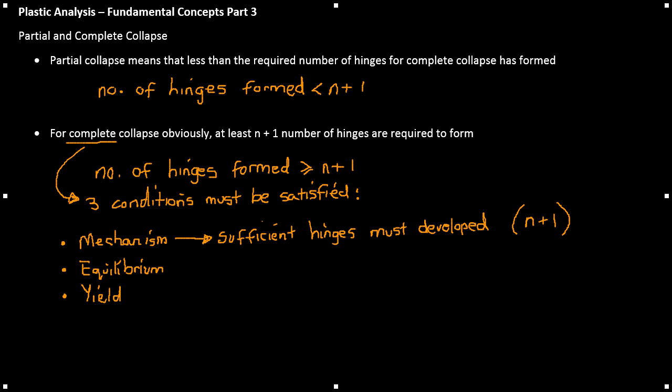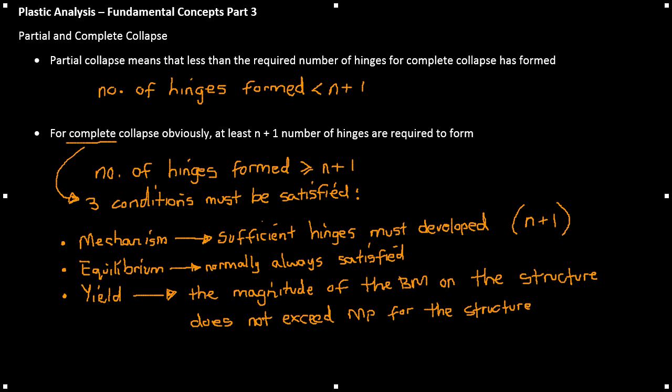Equilibrium. We're saying that the bending moment for the collapse mechanism must be in equilibrium with the applied collapse loads. Now in our systems, the structure is normally always in equilibrium, so we don't need to concern ourselves with this condition too much, but nonetheless, we need to be aware of it. For the yield condition, we are stating that the magnitude of the bending moment on the structure does not exceed MP for the structure.